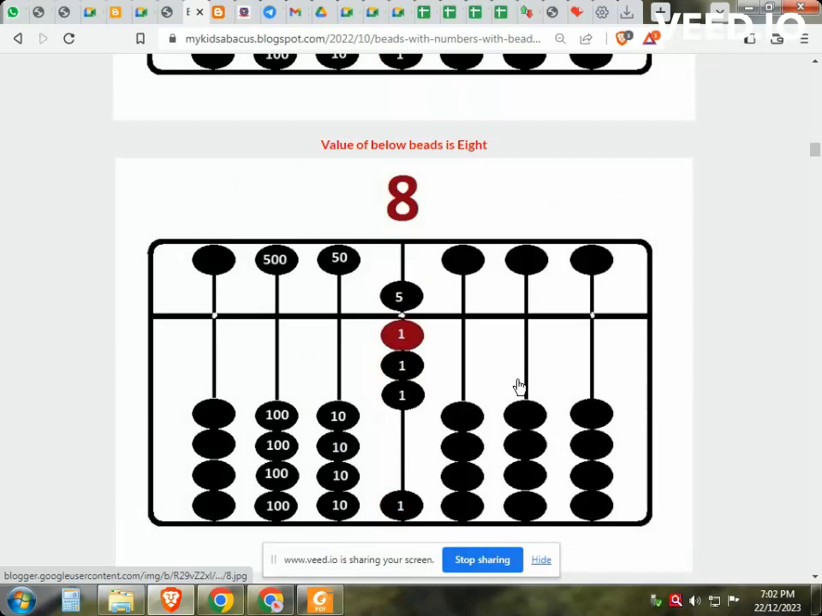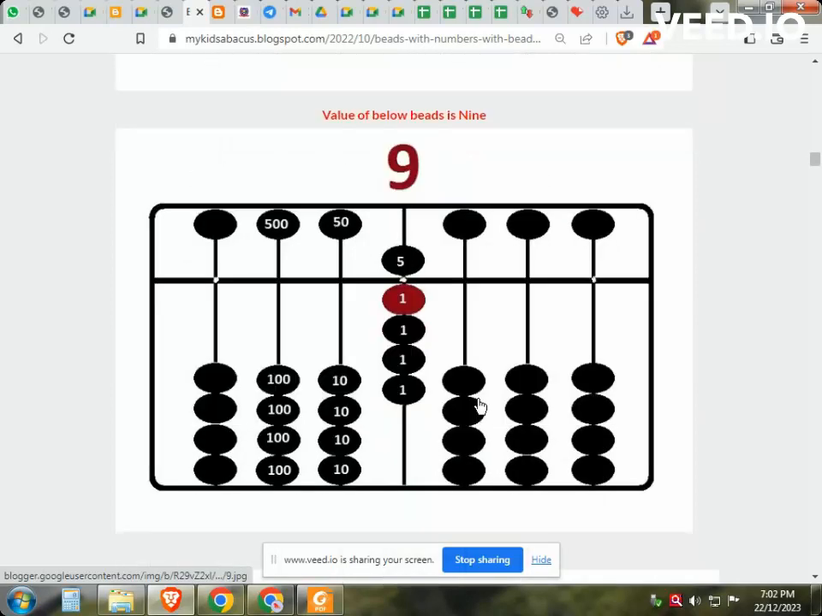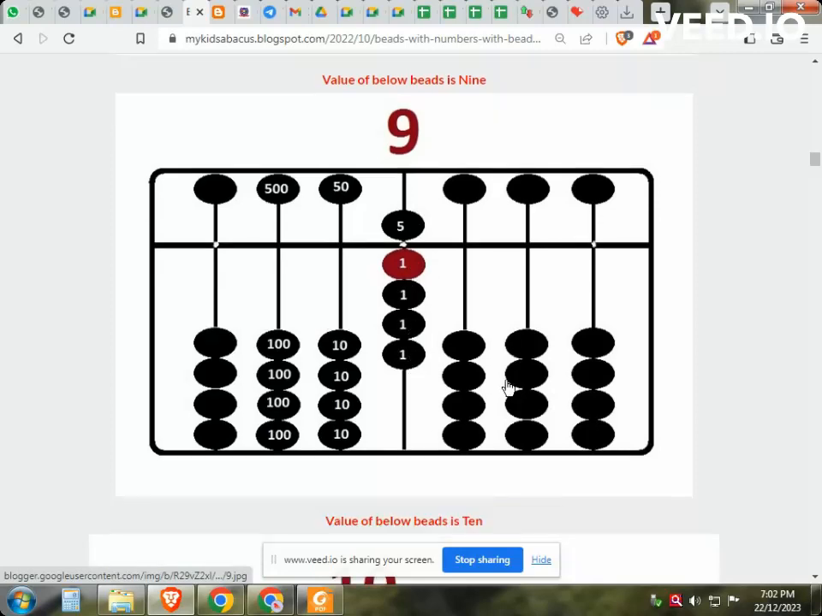Now suppose I want to add 8. Then we have to add 5 and 3 bits together. This is 8. 5, 6, 7, 8. Now suppose I want to add 9, then we have to add 5 and 4 together. This is 9. 5, 6, 7, 8, 9.